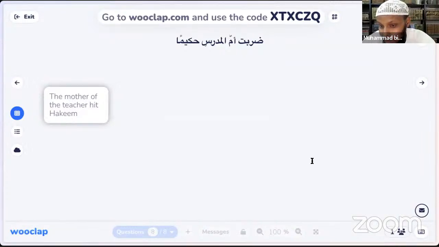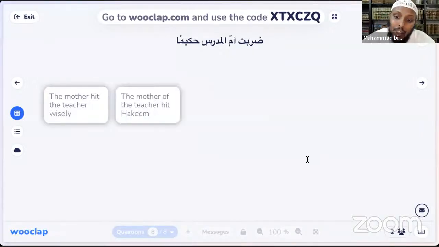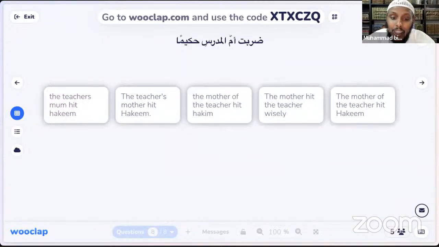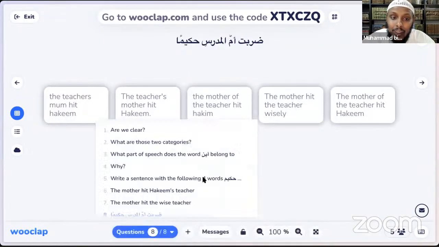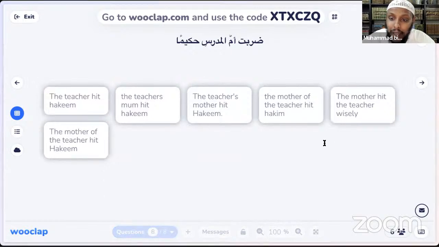The fact that it's darabat shows us that the mother did the hitting as well, because mother is feminine and the verb is feminine. Okay? But if we said daraba, for example, and we said al umma, we said darabat, and we said al umma and al mudarrisu, then it would be opposite. The teacher has hit the mom. Okay? And al hakima is an adjective. Why? Because it has the same fatha as mudarris. Okay?